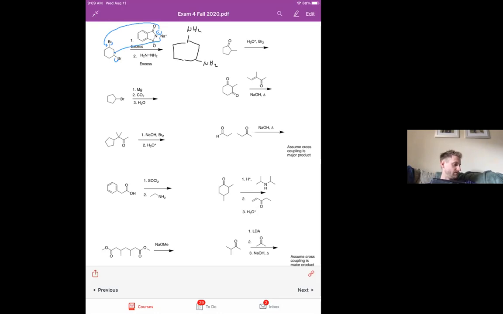Our next one, this is a Grignard attacking CO2. So we're going to elongate our system by 1 carbon. So we need a 5-membered ring bonded to a carbon that has 2 bonds of oxygen.